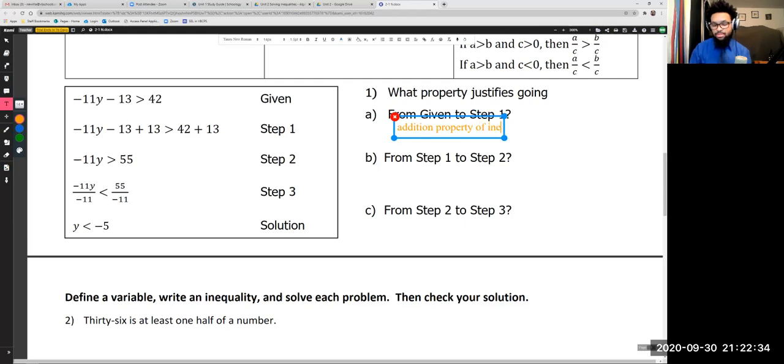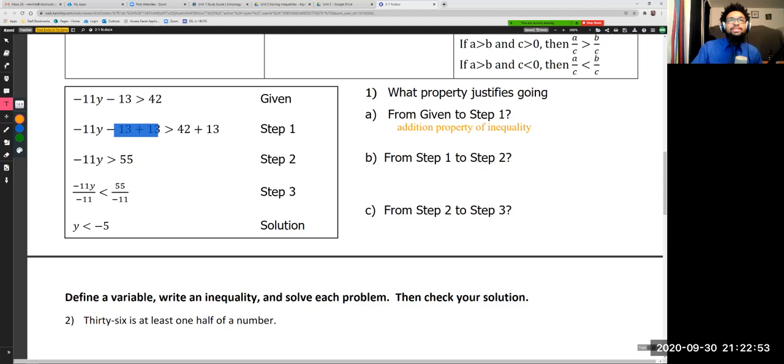of inequality. All right, addition property of inequality. So now let's look at what property justifies us going from step 1 to step 2. When we look at these bits, we see that this minus 13 and plus 13, those have canceled. They've added to 0, and then we have this 42 plus this 13. We've just added those two bits together. And so we have just combined our like terms, right?